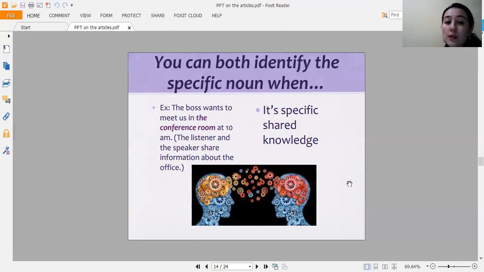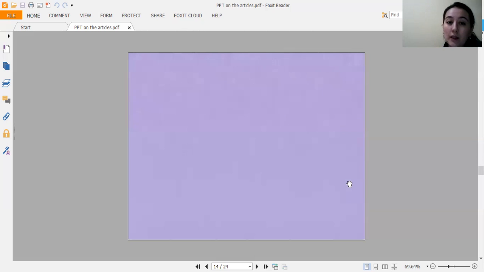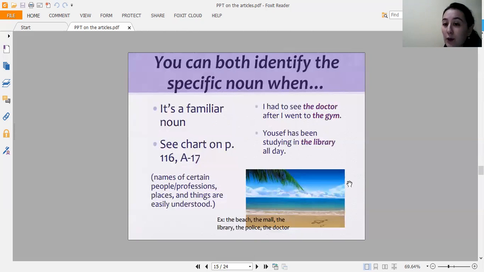The boss wants to meet us in the conference room at 10 a.m. The listener and speaker share information about the office. This is shared information, so it's a familiar noun. I had to see the doctor after I went to the gym. Yusuf has been studying in the library all day. Names of certain people, professions, places, and things are easily understood: the beach, the mall, the library, the police, the doctor.